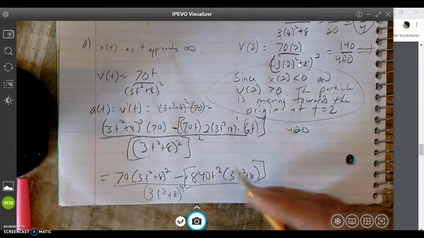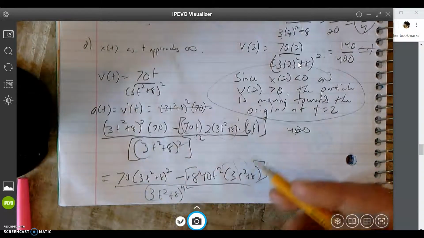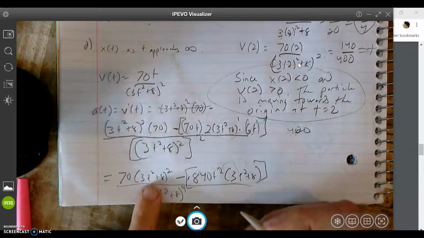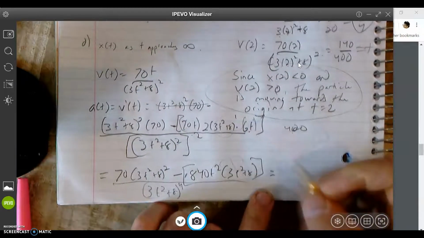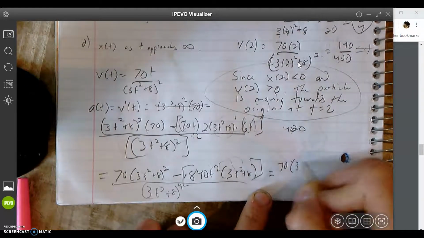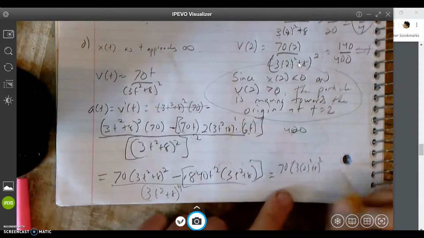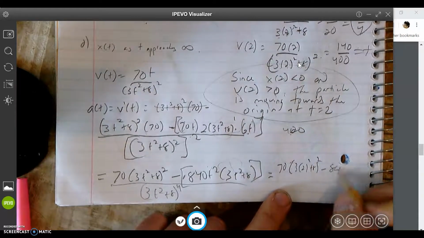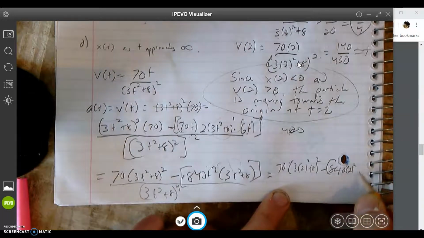Okay, so now I can continue simplifying this. I can do da da da, I can do da da da da da, but I don't think I need to because I'm just going to plug in 2 right here and see what happens. So now I'm just going to plug in 2. So it's 70 times 3 times 2 squared plus 8 squared minus 840 brackets times 2 squared.